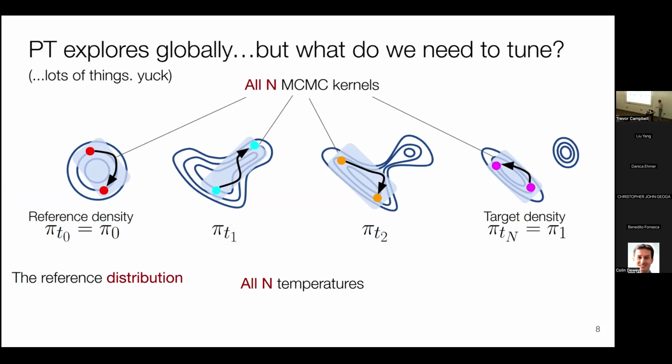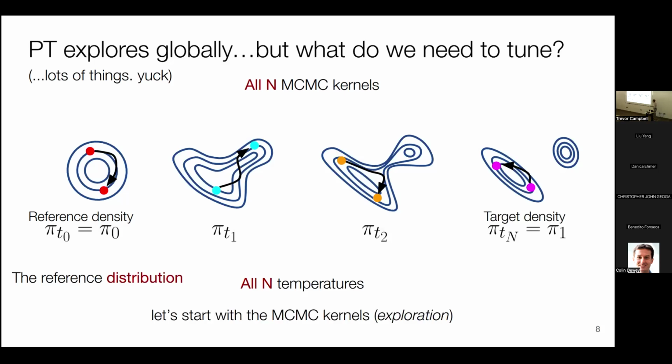I can kind of guarantee you that a well-tuned PT implementation is a really powerful algorithm, and a poorly tuned PT implementation is useless. So you really have to nail it. Okay, so this talk is basically how do you nail it, without having to ask your users to do all kinds of crazy things. So we have reference, temperatures, and kernels. Let's start with the kernels.